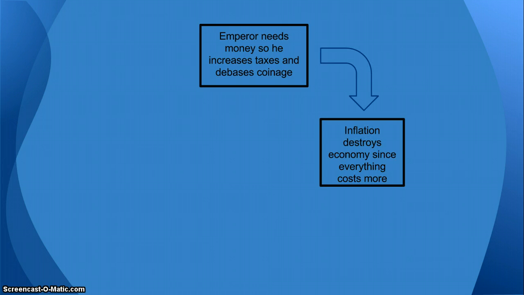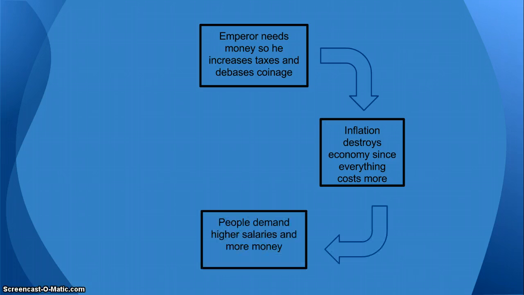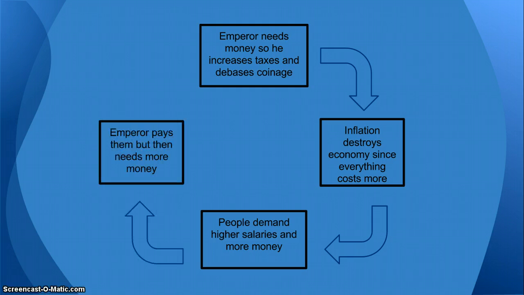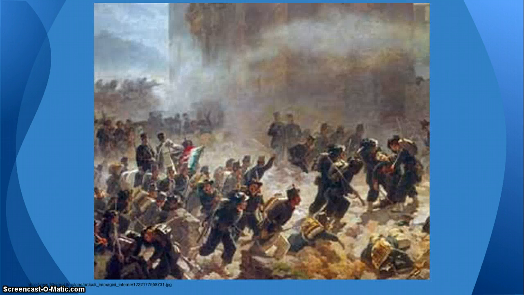Inflation then destroyed the economy since everything cost more. Then people began to demand higher salaries and more money. Finally, the emperor pays them and then needs more money. This cycle keeps continuing.